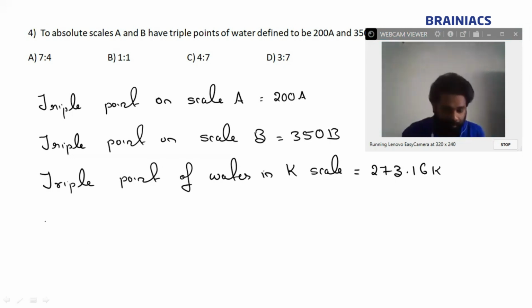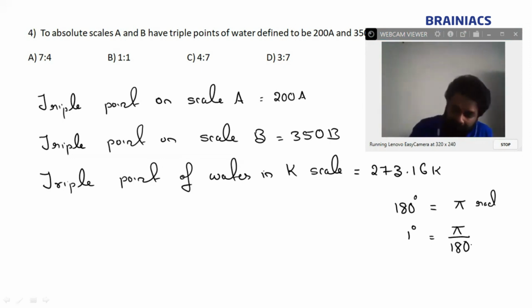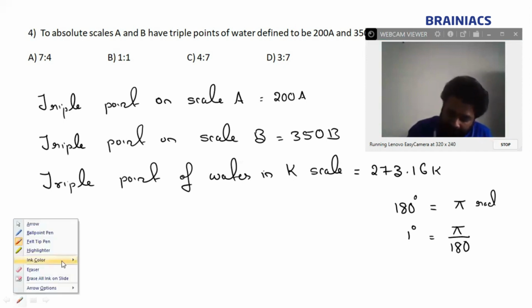Okay, both are the same. Now just like we say 180 degrees is the same as pi radians, so 1 degree is equal to pi by 180. We have used it like that. So 30 degrees will be pi by 180 into 30. The same thing we will apply here. I can write 1A. Before that, I will write that also.